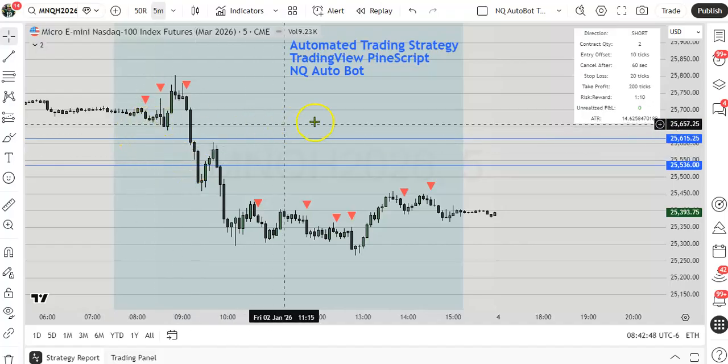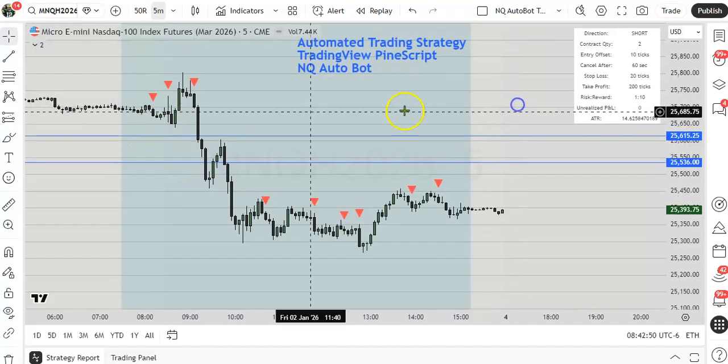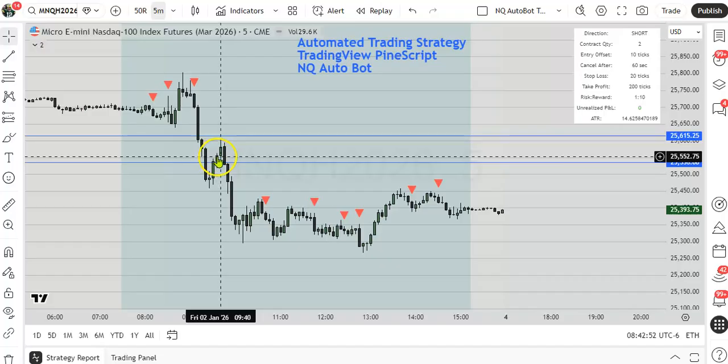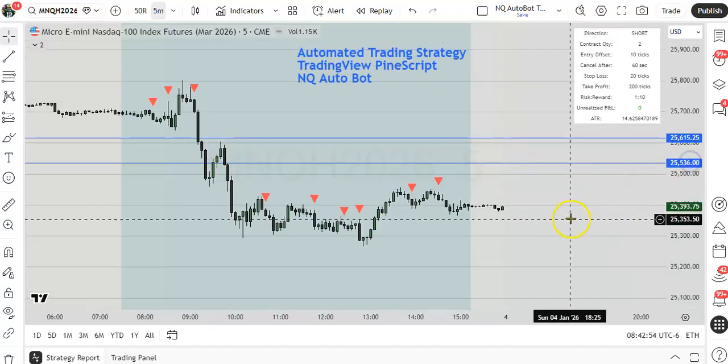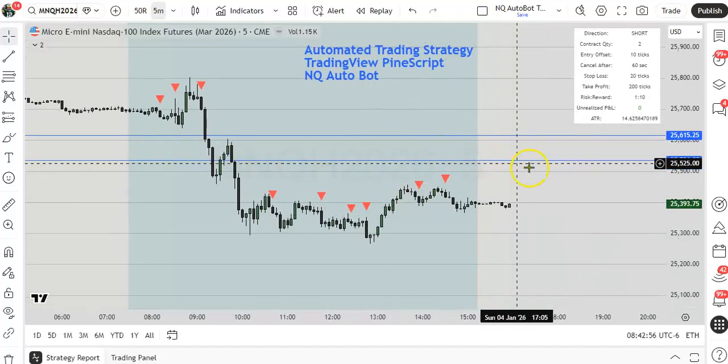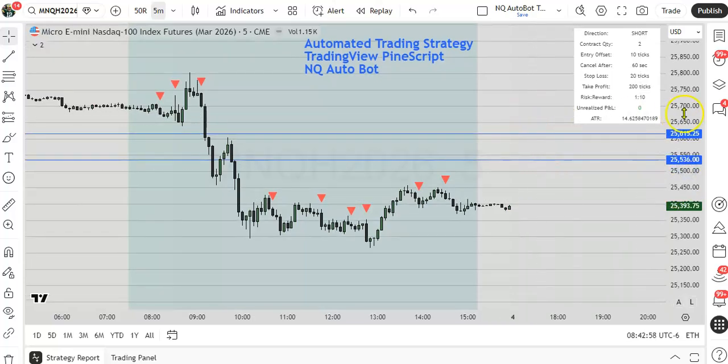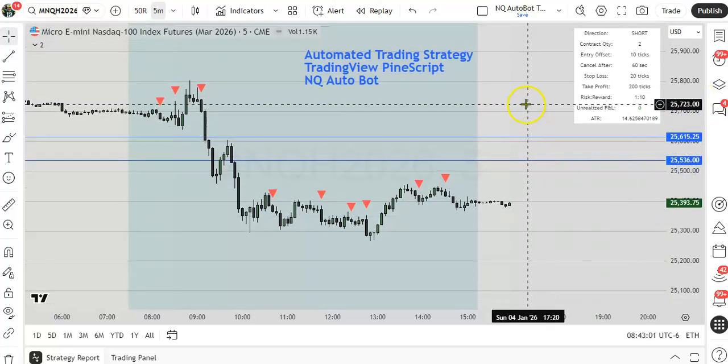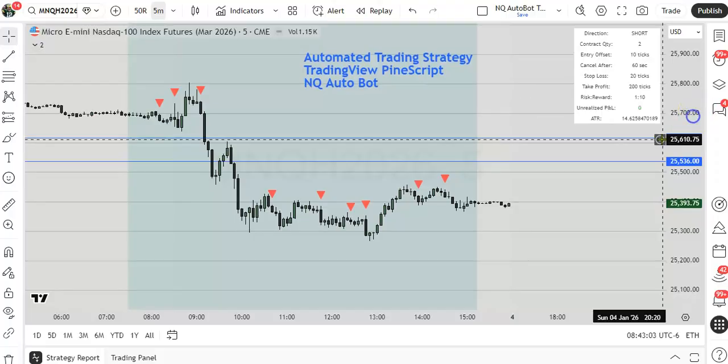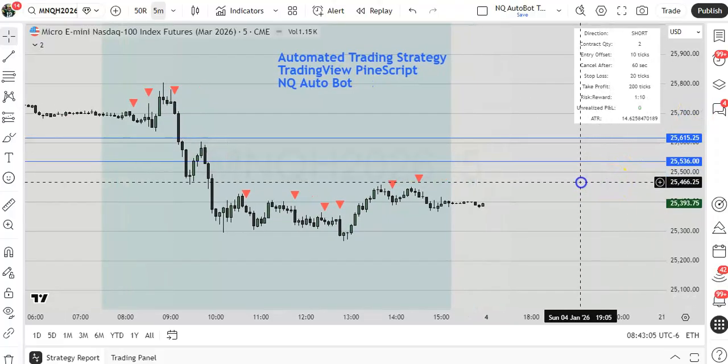But immediately after the open, we got slapped in the face with some just amazing price action. And so I did decide to trade, and I did decide to trade the bot. I'm going to show you just how this worked on the first day, and then I'll give you updates as this forward testing goes.